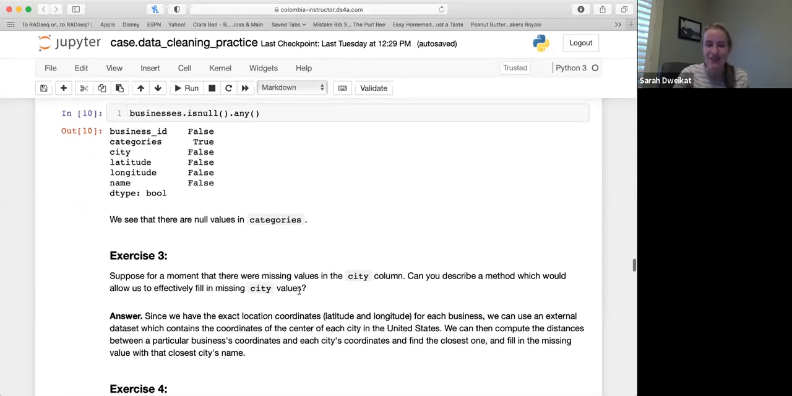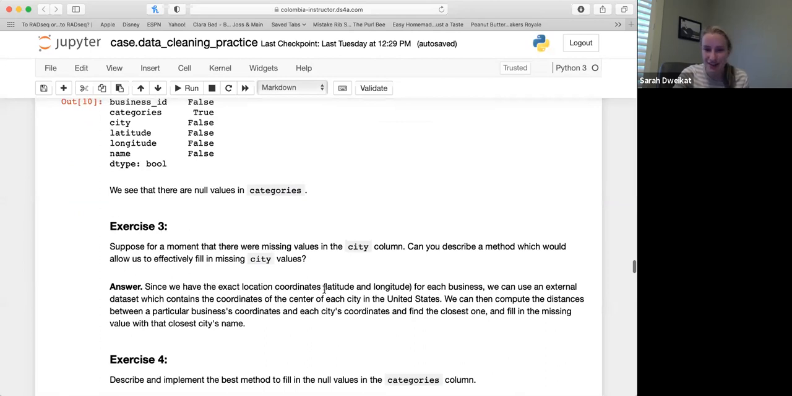So we have the exact location. We have the coordinates, latitude and longitude for each business. So we could use an external data set that contains those coordinates to figure out what city those coordinates fit into. And we are actually going to go ahead and learn how to do that later in this case. So yeah, you're all correct. Everyone who said that you could use that latitude and longitude to fill in the city, that's perfect.